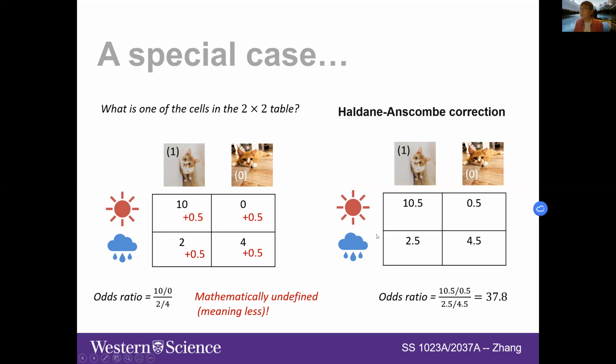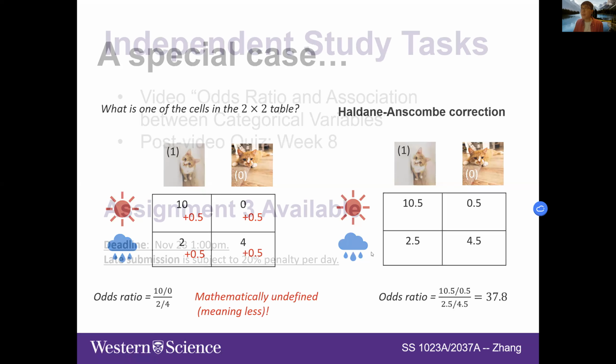In that case, our new 2 by 2 table will be given by this formulation. In this case, we have 10.5 and our 0 now becomes 0.5. So we're going to calculate the odds ratio based on this corrected 2 by 2 table. In this way, the odds ratio will be meaningful because we don't have a 0 in the denominator, and we can use it to compute the odds ratio. So this is a very special case when we're computing the odds ratio.